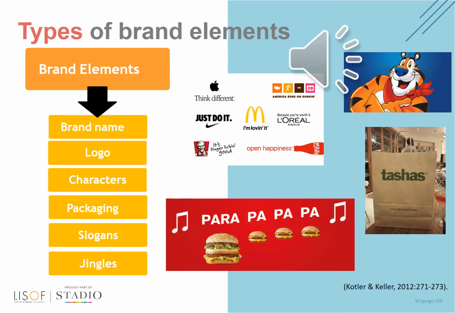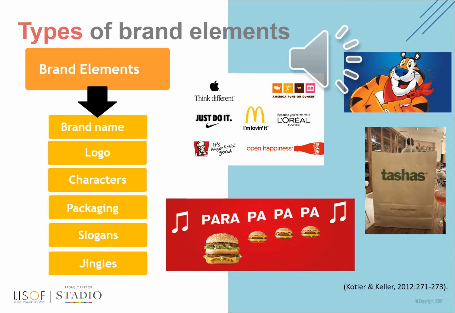Now, the different types of brand elements include brand name, logo, characters, packaging, slogans, as well as jingles. Now, all of these elements are quite familiar to us, but let's have a quick recap. So the brand name will be what we identify the brand as and what we call it. For example, Nike or McDonald's or L'Oreal. The logo is the visual representation we use to recognize the brand. For example, the Nike tick.